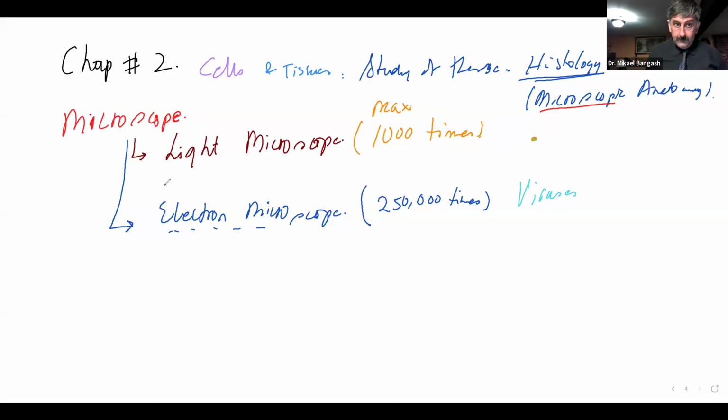So to study cells and our tissues, we will need microscopes. Good. So please, guys, a light microscope magnifies up to 1,000 times. An electron microscope magnifies up to 250,000 times, or a quarter of a million.